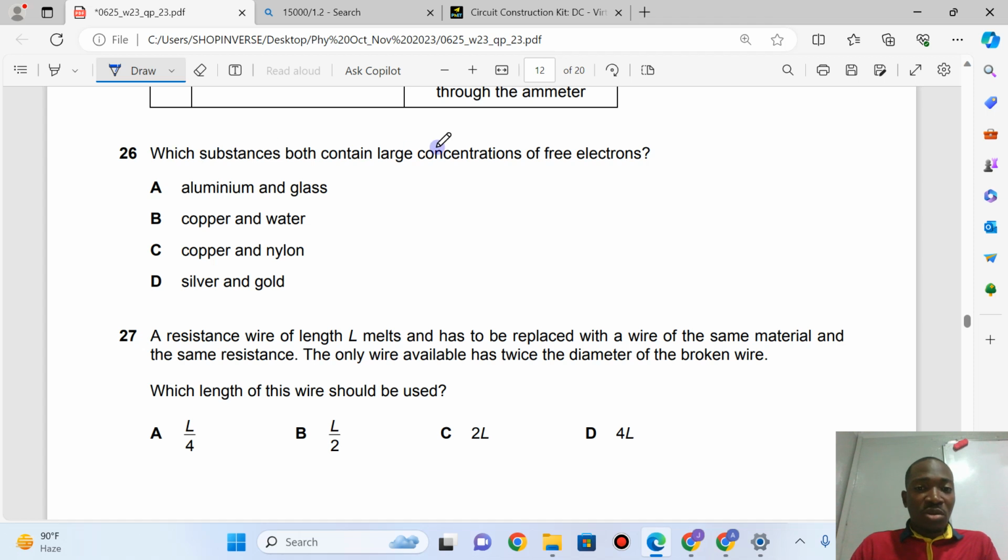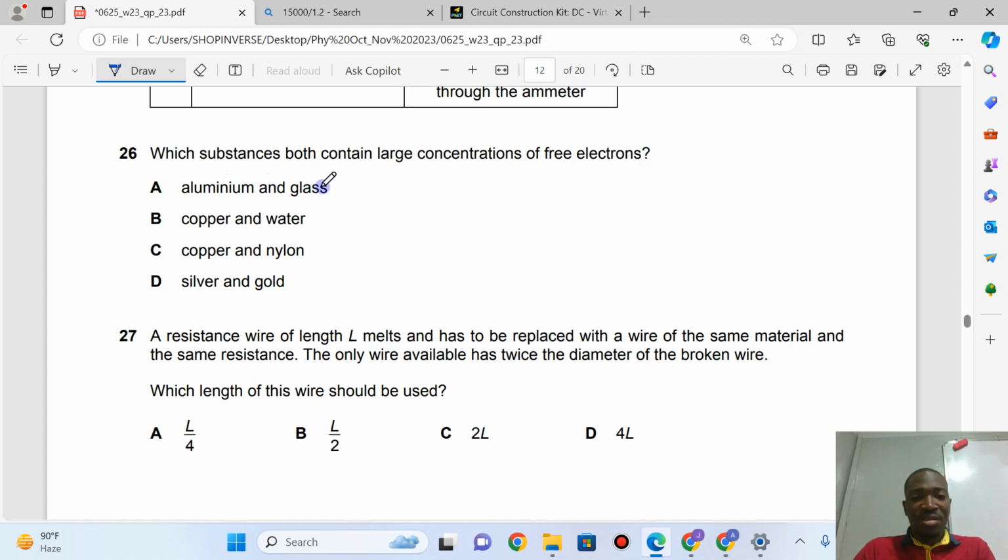Which substance both contains large concentrations of free electrons? Well, we know metals have large concentrations of free electrons. They have an abundance of electrons. So that will be the metals, aluminum and glass. Aluminum has a large concentration of free electrons, but glass is a non-metal. It does not have a large concentration of free electrons, if it even has any at all.